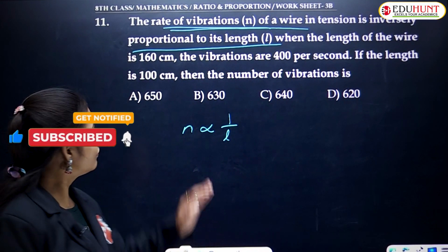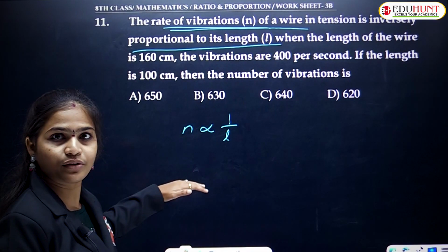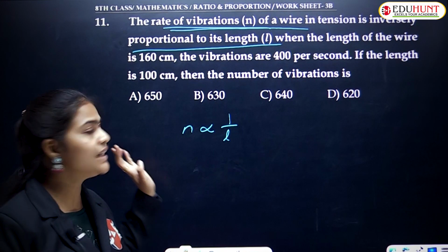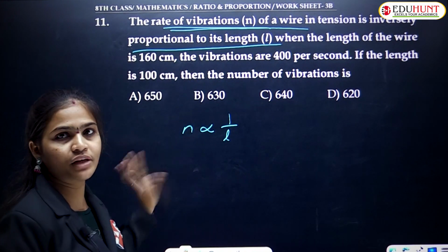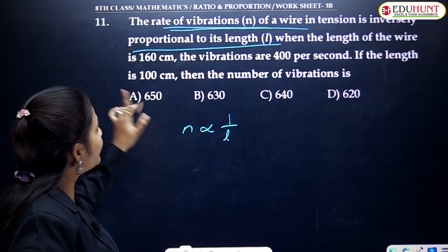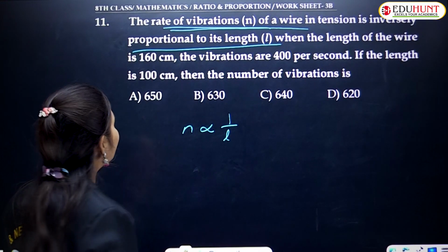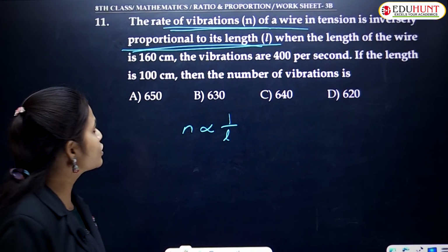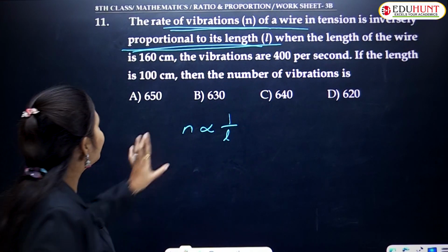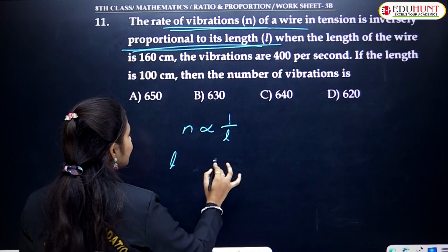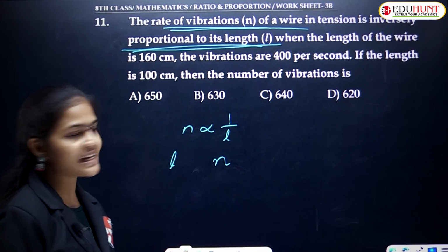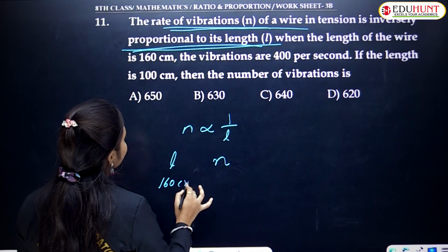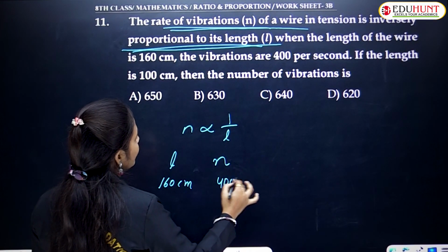Okay, just we are going for that. What is the concept they have given here? This is related to physics, so you learned about this in physics, right? As per that question, we are simplifying this one. The rate of vibrations of a wire in tension is inversely proportional to its length. When the length of the wire is 160 centimeters, then the vibrations are 400 per second.